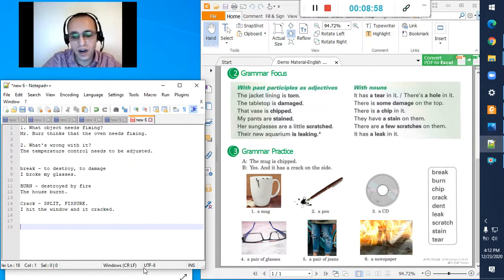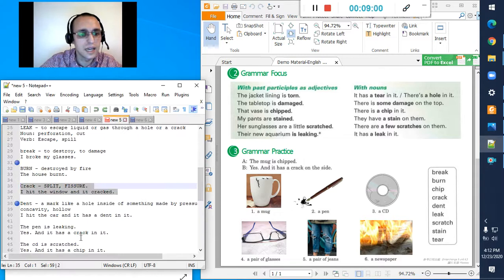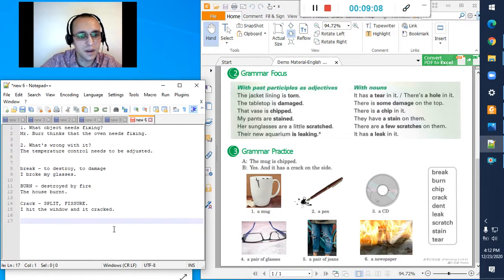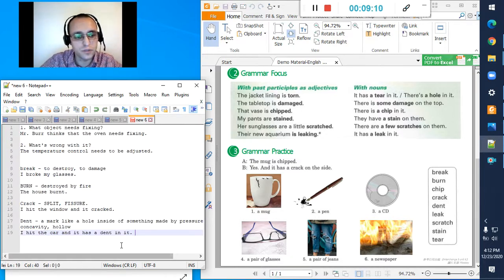I hit the car and it has a dent in it. Yes, very well. Thank you very much. Okay, a dent is a concavity. And the next ones, a leak, scratch, stain, and tear. We know the meaning of these words, okay? Great, thank you very much.